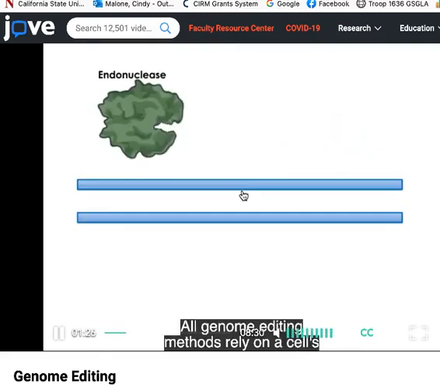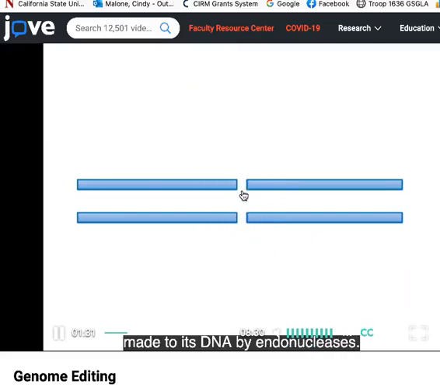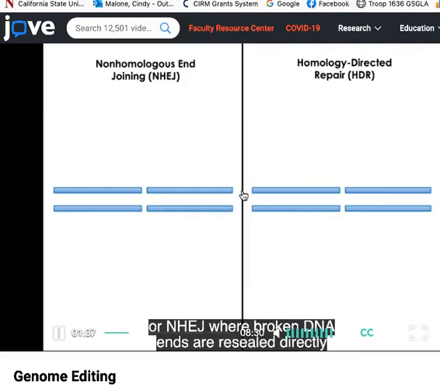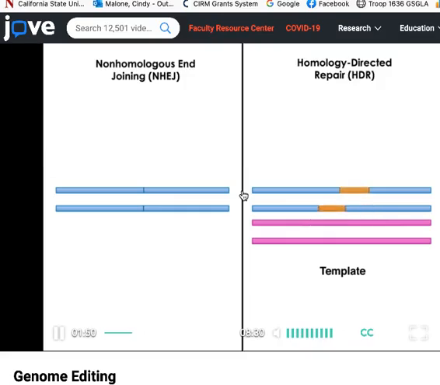All genome editing methods rely on a cell's ability to repair double-strand breaks made to its DNA by endonucleases. This damage may be repaired by non-homologous end joining, or NHEJ, where broken DNA ends are resealed directly, or by homology-directed repair, or HDR, where the damage is fixed by copying from a homologous template.